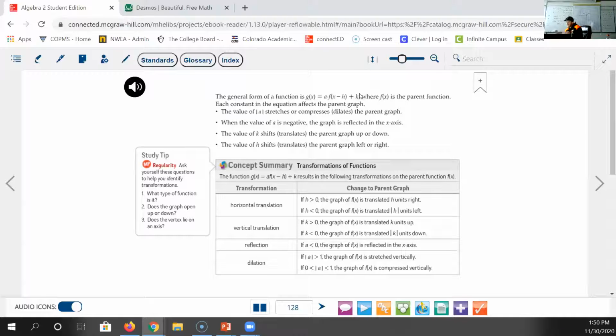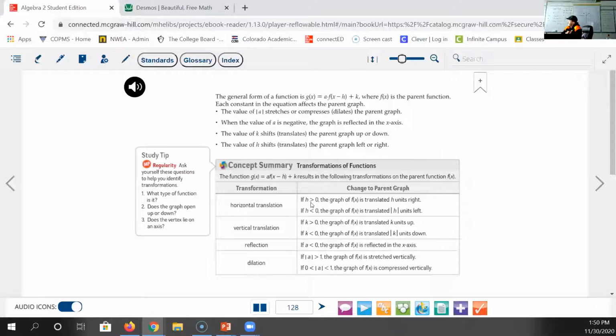The horizontal translation is really the one that throws most people for a loop. That's because we always forget that the general form is x minus h. So if we see a minus here, that means we're shifting the graph to the right.